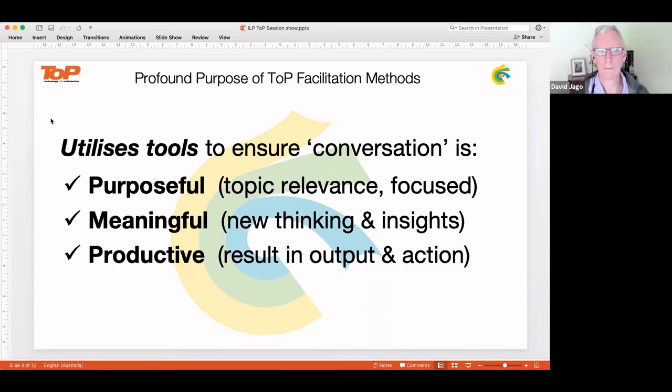Meaningful. So this is a big thing about ToP, is pushing people's conversation to the edges so they can push at the boundaries, discover new insights, new thinking about an old situation or a current situation. And then finally, productive conversations resulting in some output, whether that's a strategy, a decision, action, next steps, or even to say, we need to do some more talking, as a next step.